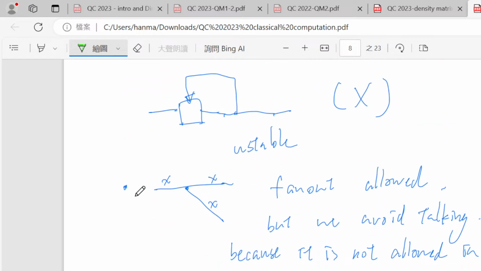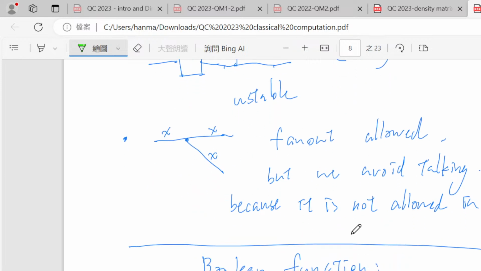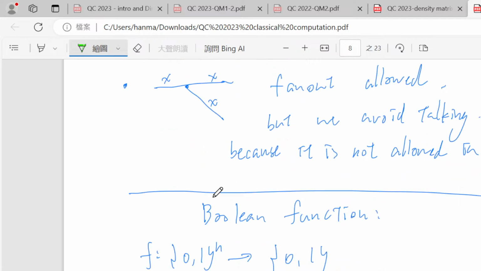Something that is allowed in classical but not allowed in quantum is fan out. You can have one wire and split it into 2 wires. If this wire carries x, then both wires will carry x. So if it's 0, then it's 0, 0, and if it's 1, then it's 1, 1. Fan out is allowed for classical circuits, but we try not to use it because it's not going to be allowed in quantum, because of the no-cloning theorem. You can't just clone some state to the side. That's something special about quantum.